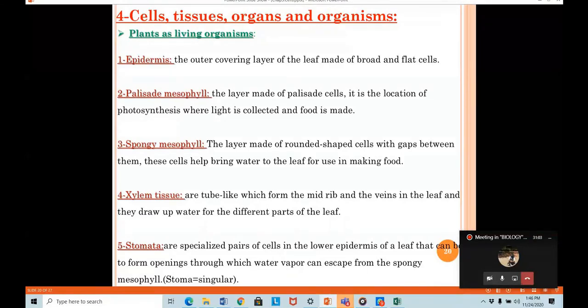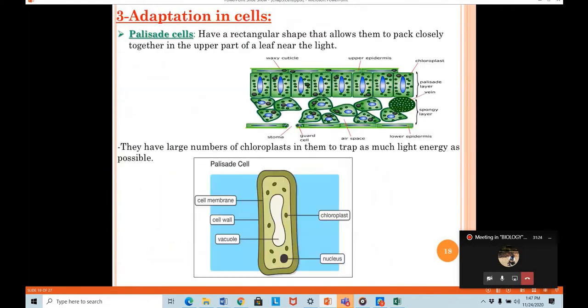Let's talk about now plants as living organisms. Here we will talk about the various cells in a plant which come together to form tissues. The cells which form the outer covering of a plant are broad and flat, and they join together to form a tissue called the epidermis. Like this, this is the upper epidermis. And in a leaf, they cover a layer of palisade cells which form a tissue called Palisade Mesophyll.